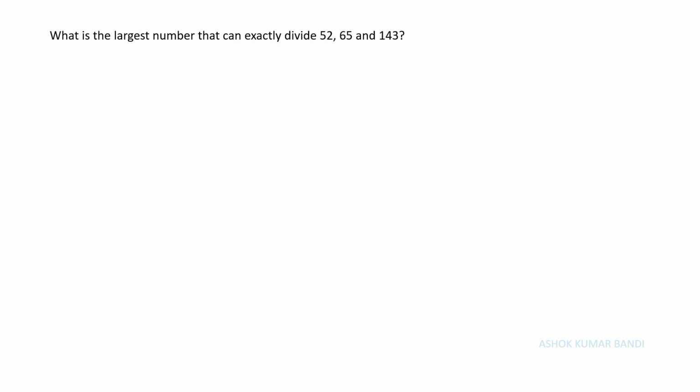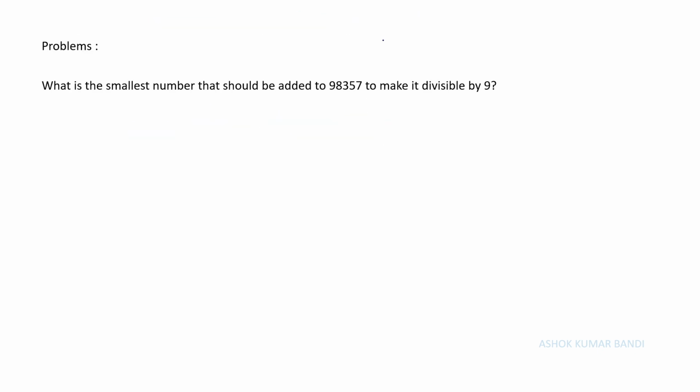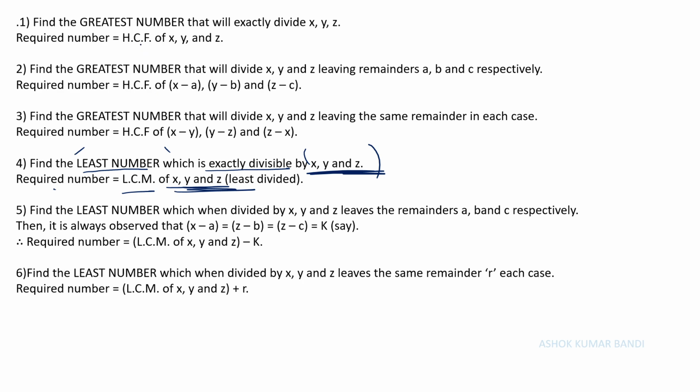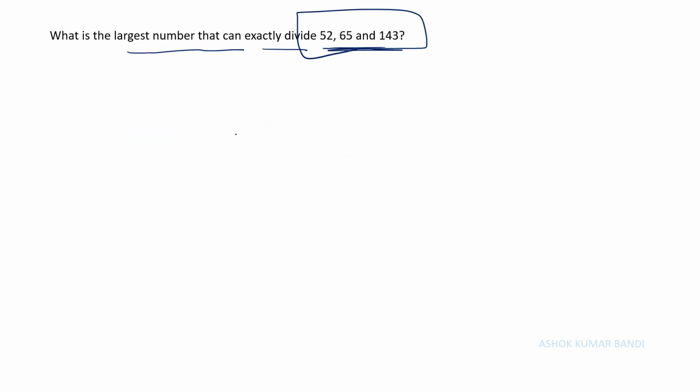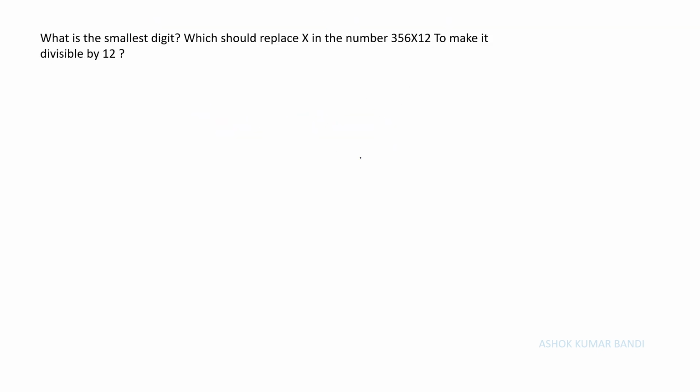Now see, he is asking what is the largest number which can divide all these numbers. The largest number that can exactly divide all the given numbers. Go back to your formulas. The greatest number that will exactly divide the given numbers is nothing but the HCF of all the given numbers. So here also we are going to find the HCF of 52, 65 and 143, like that. Okay, so these are the formulas.